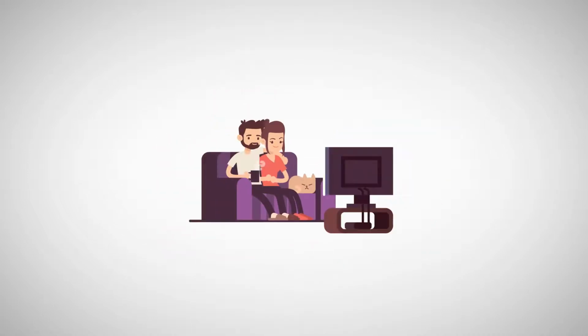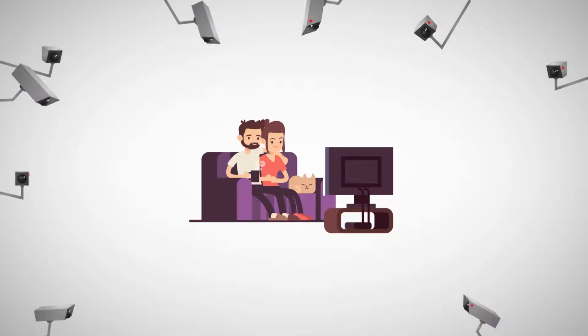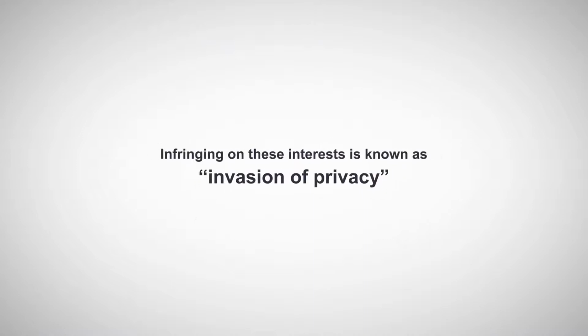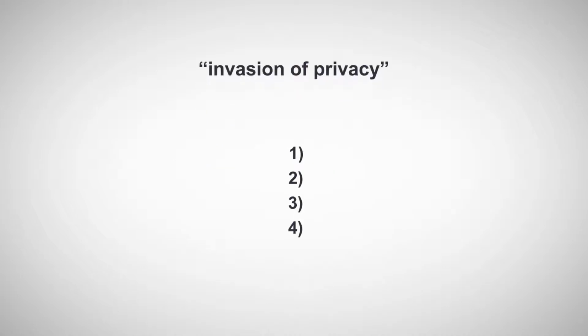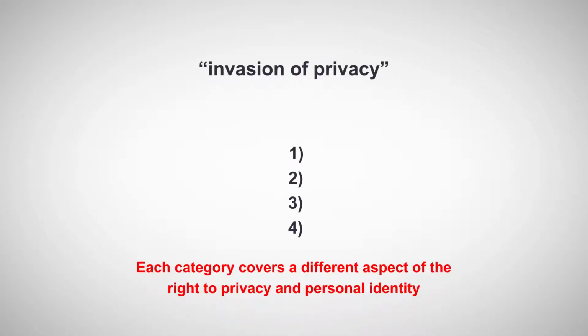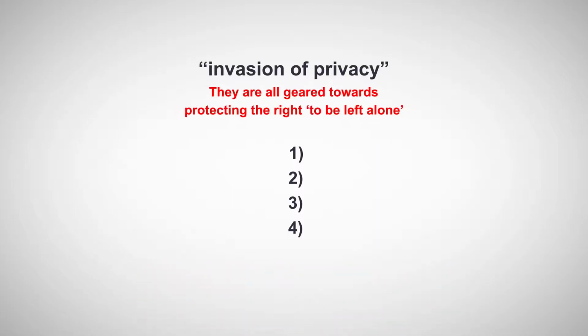The law protects people against many types of harm, including harm to one's personal space and private life. Infringing on these interests is known as invasion of privacy. Invasion of privacy has been divided into 4 distinct categories. Each category covers a different aspect of the right to privacy and personal identity, but they are all geared towards protecting the right to be left alone.